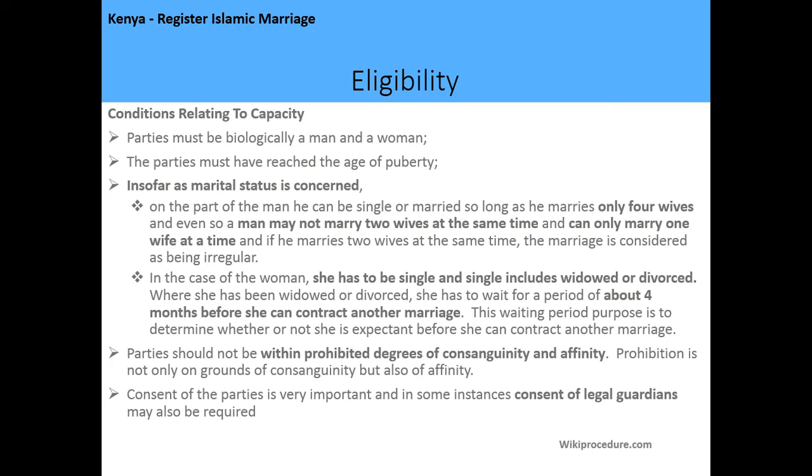Another eligibility criterion is that the parties should not be within prohibited degrees of affinity or consanguinity. Prohibition is not only on grounds of consanguinity but also of affinity. So the parties should not be close relatives. Consent of both parties is very important, and in some instances, consent of legal guardians may also be required.